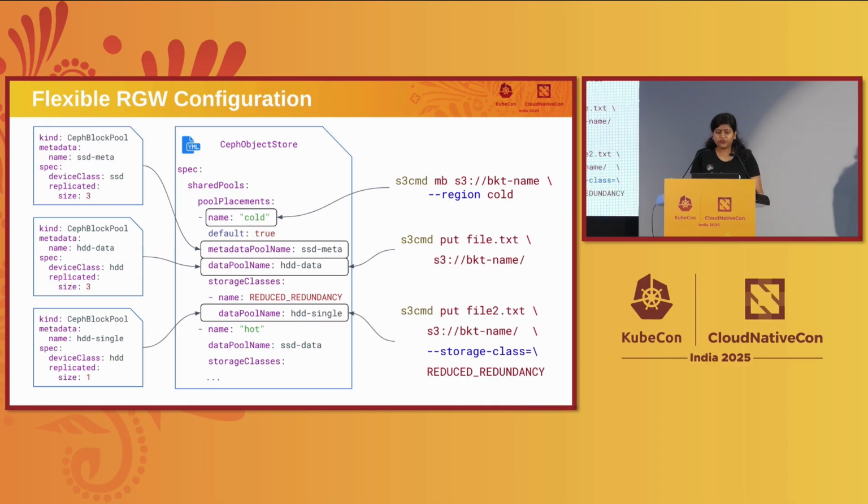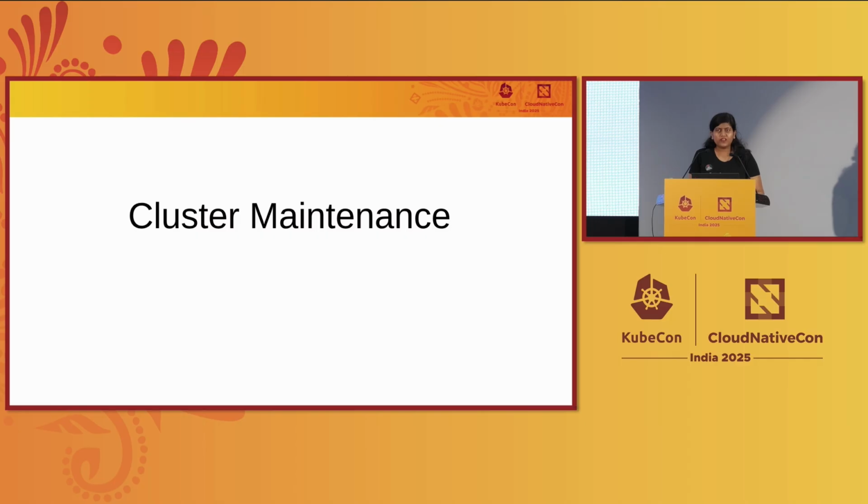And if you want to store another file with reduced redundancy, you just have to specify the storage class that we created with the second data pool, HDD single. When you specify that, it will make use of the HDD single pool, and you'll just get 1 copy of the data stored. So this is one such scenario. We have multiple such use cases. For more info, you can reach out to us. We'll cover that in a bit.